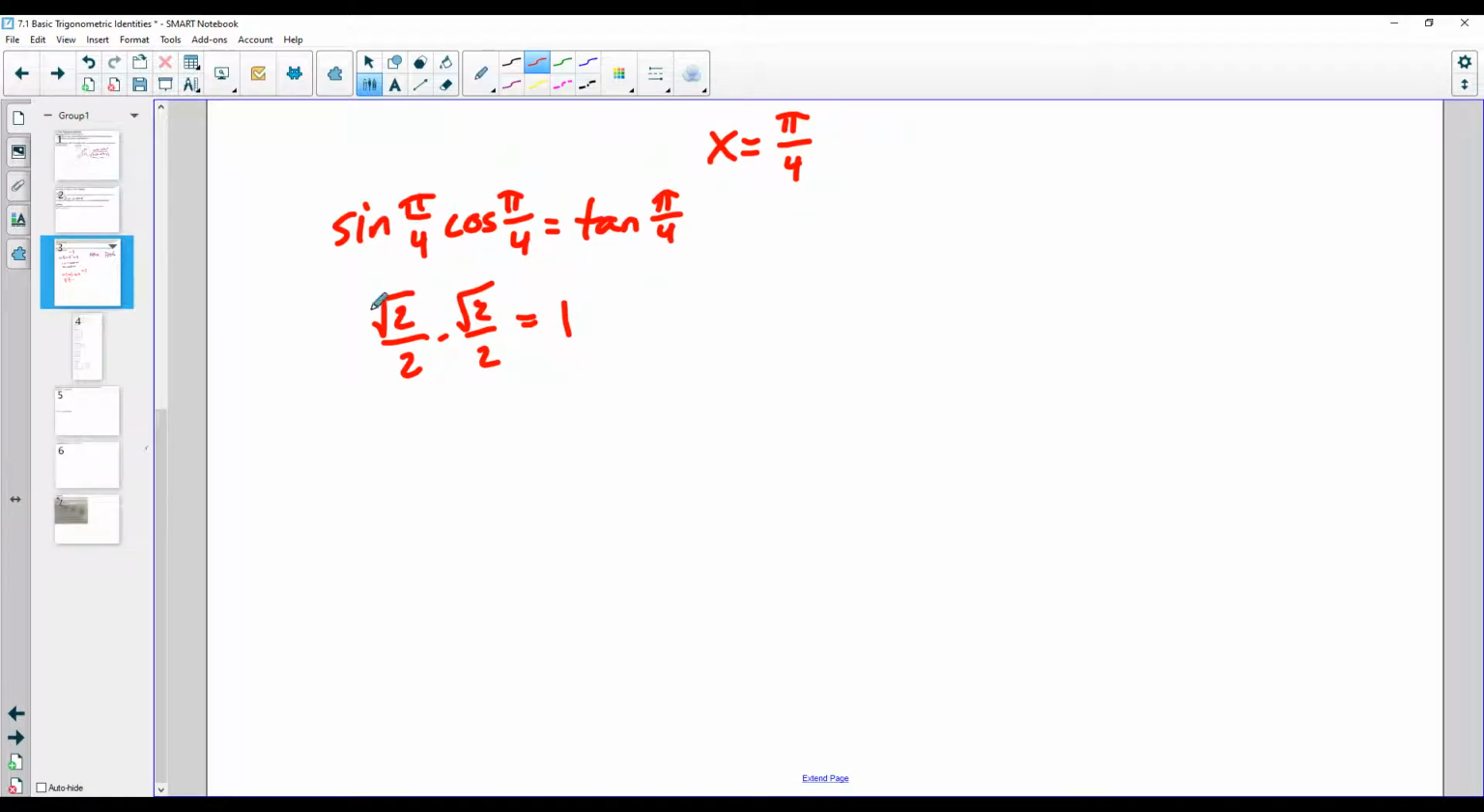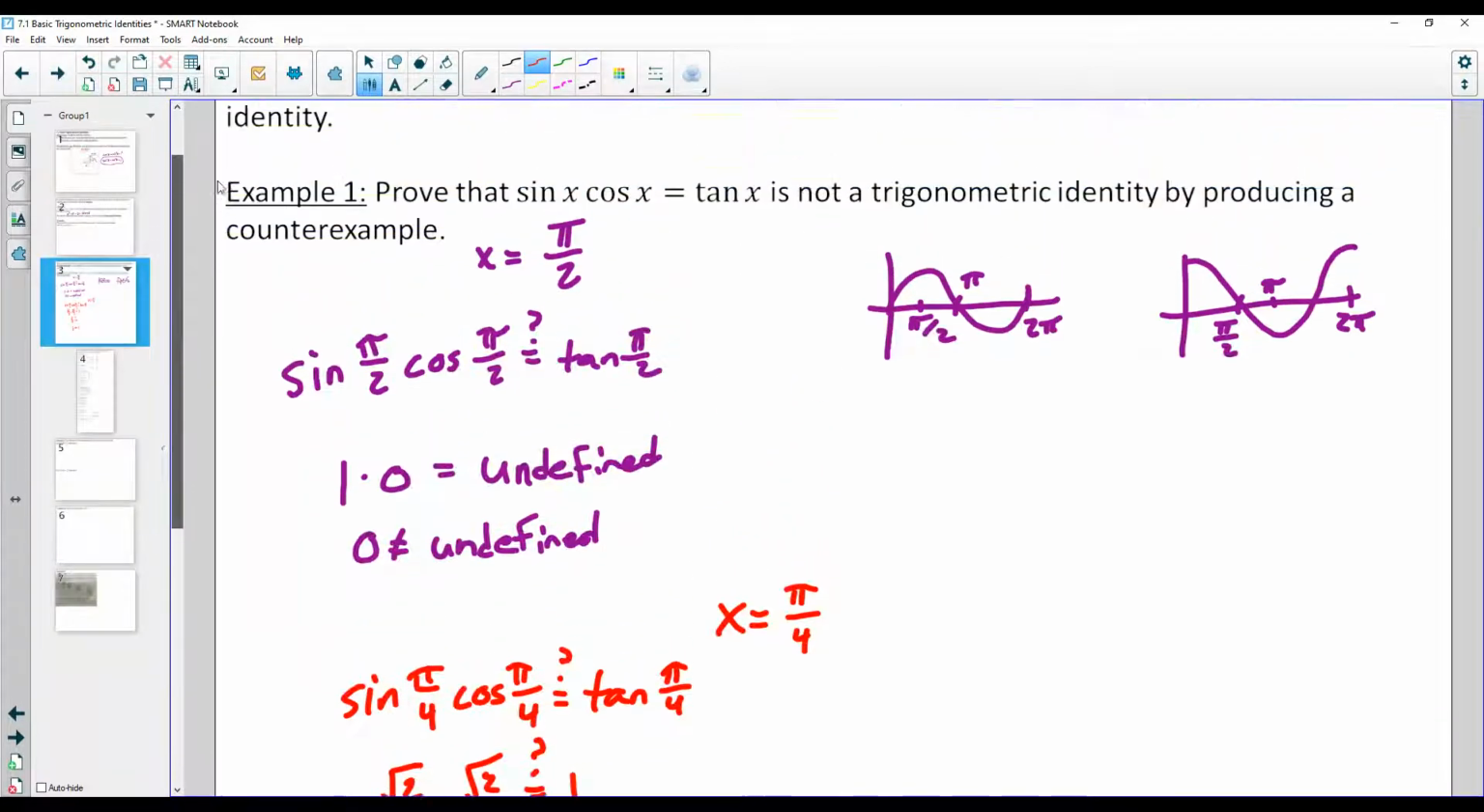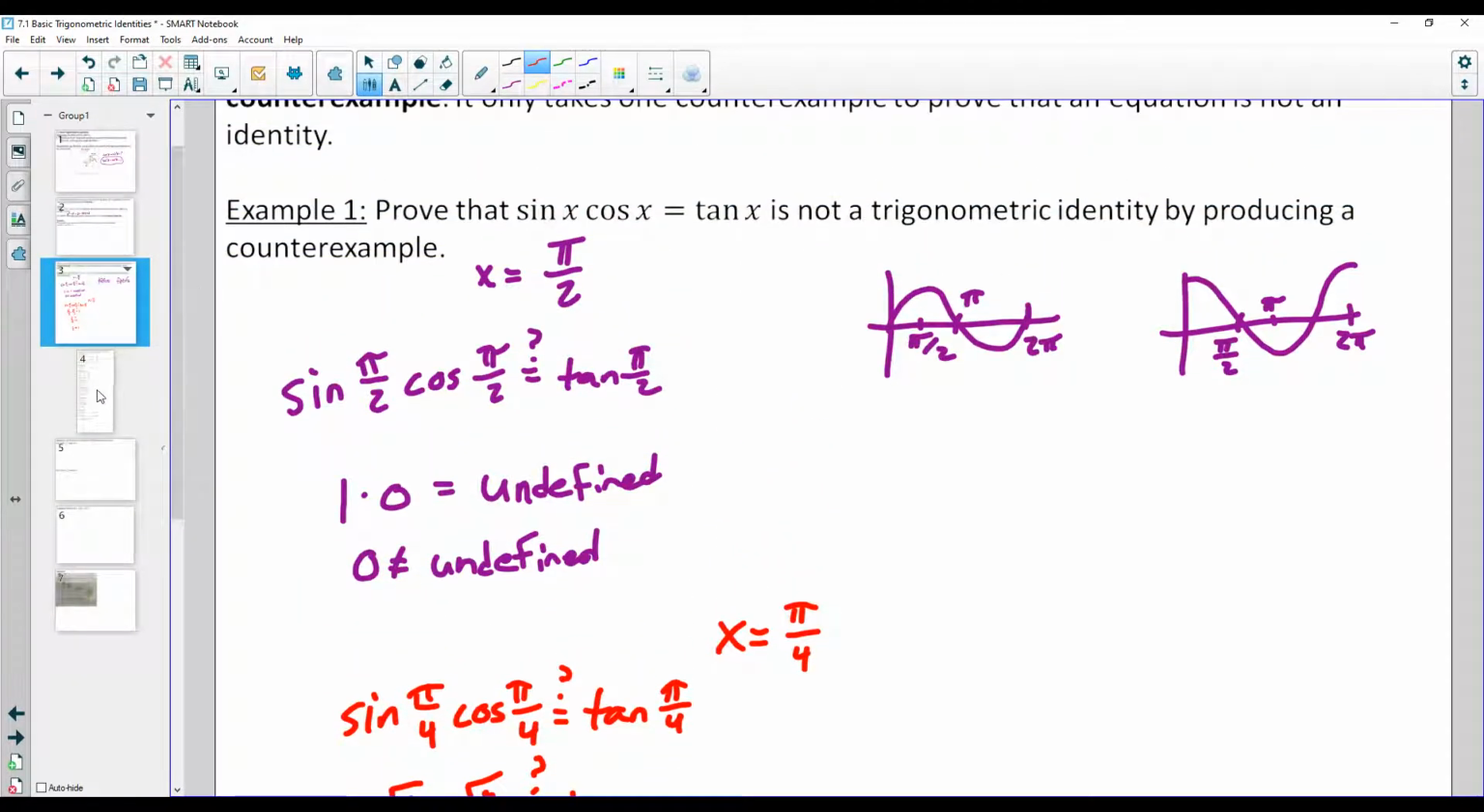Or from the unit circle, you could find these, or really anything, right? Square root 2 times square root of 2 is 2. 2 times 2 is 4. And remember, this was a question. Does this equal this? And then we get 1/2 equals 1, which is simply not true, right? So there's another counterexample. But again, you only need one. If you found either of these or any other one, then you would be good.